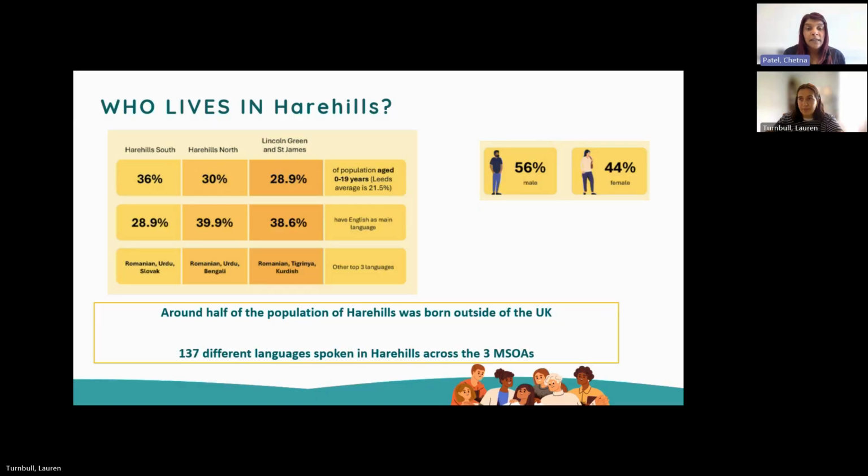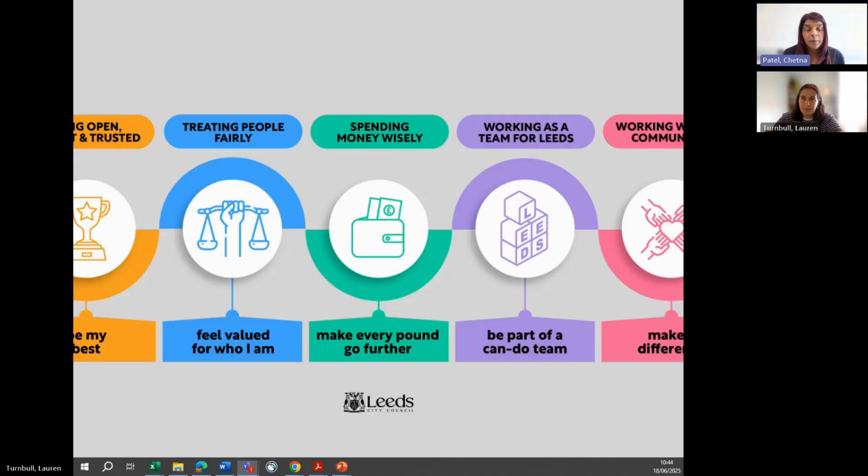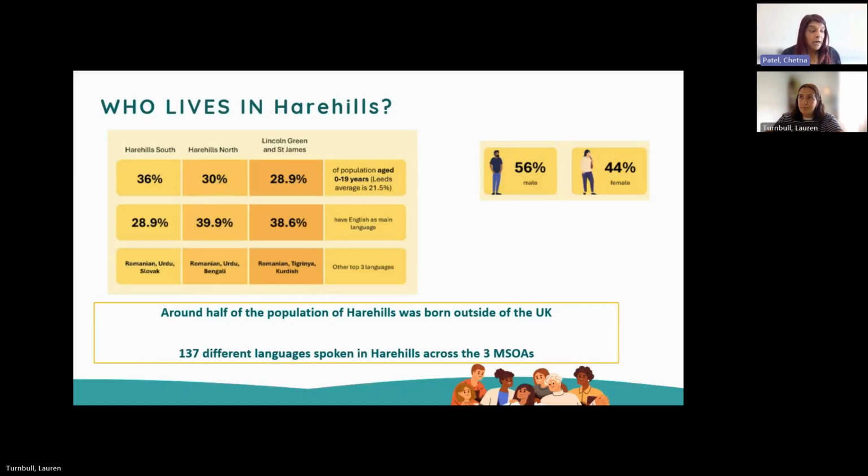You can see here again a very high population of children, a third of the population that are under 19. And we've got a very culturally diverse community with many languages, over 137 that are spoken, and we have a significantly smaller population of older people than in Leeds.